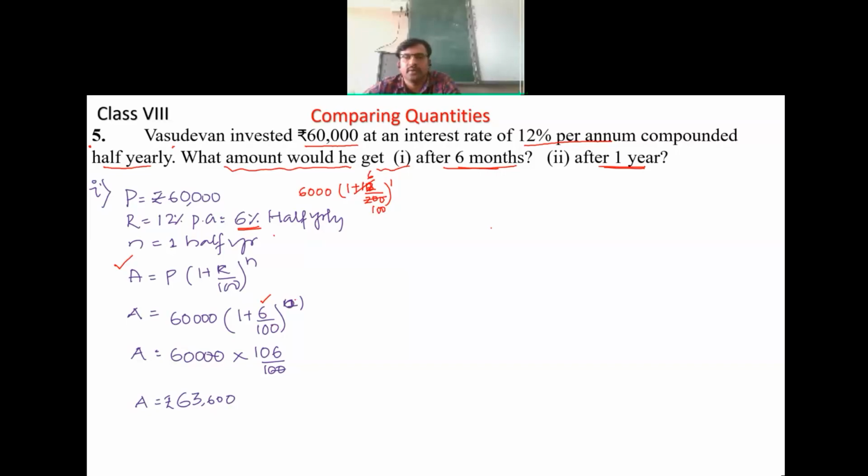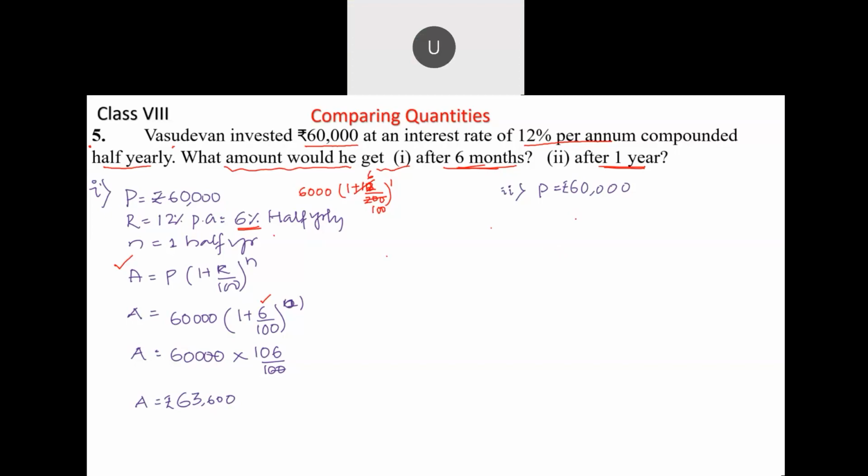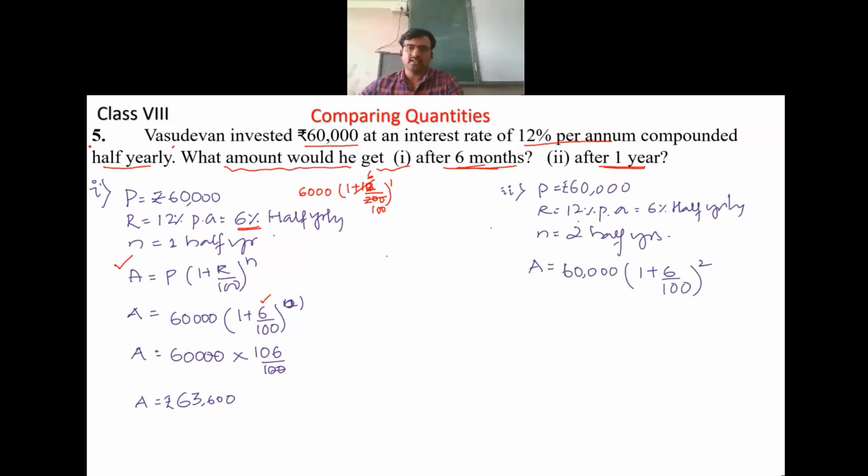So this is the amount for 6 months. Now for 1 year, n should be taken as 2. The rest of the things will remain the same. So we get 60,000 multiplied by 1 plus 6 by 100 to the power 2.